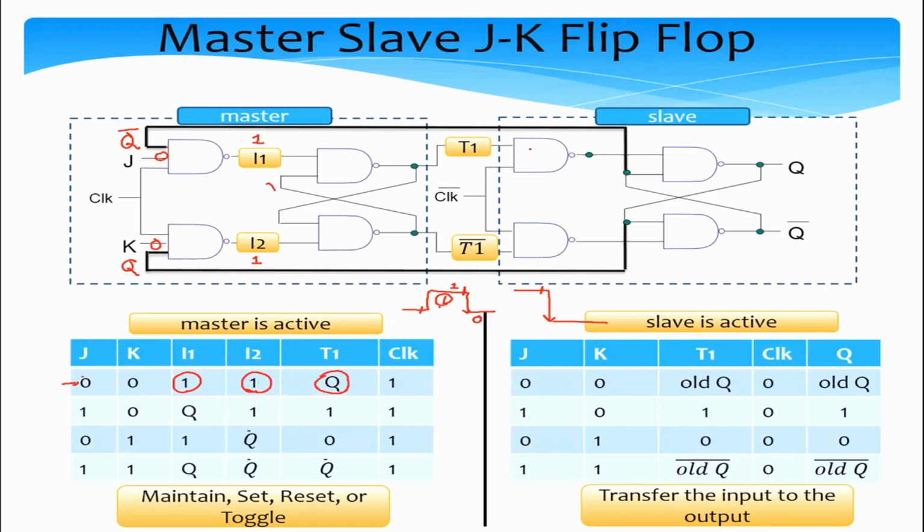Alright. Okay, so we have considered this case, which tells us that if J and K are both 0, then the value of T1 will be the value of Q. And what point of time are we considering? Just before the negative edge. Now let's consider one more combination.